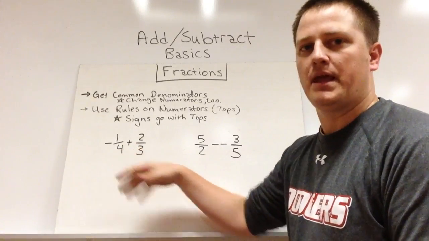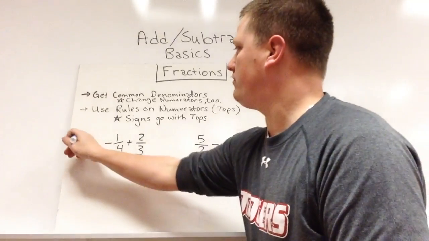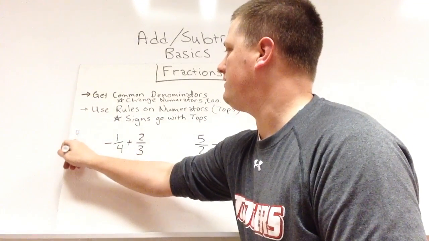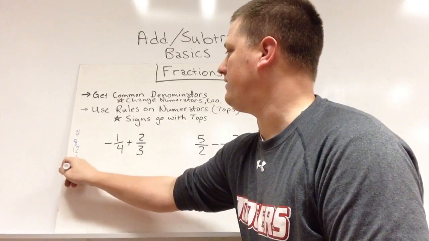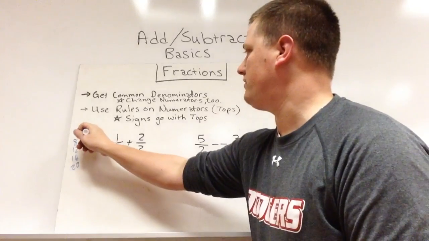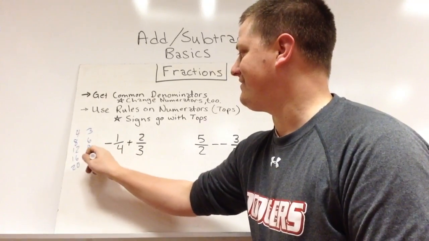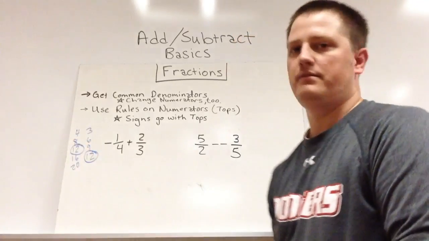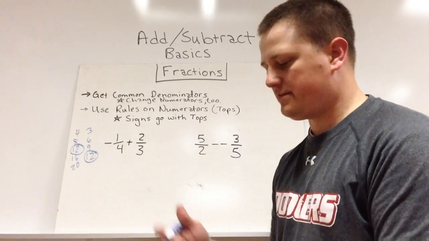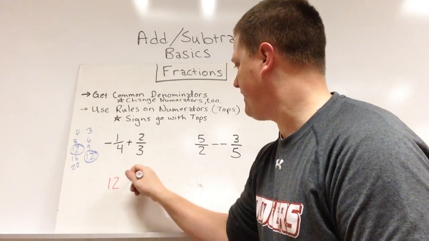So 4 and 3. I like to use counting to find out common denominators. So 4, 8, 12, 16, 20. All of you can count by 4s. And then we want to count by 3s also. 3, 6, 9, 12. I can stop at 12 because they both make 12. So there's our common denominator. So I want to have a 12 here and a 12 here.